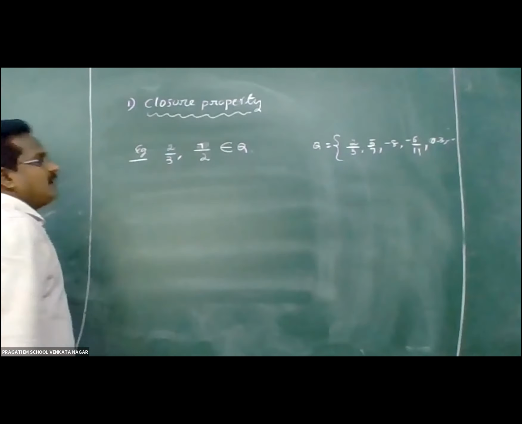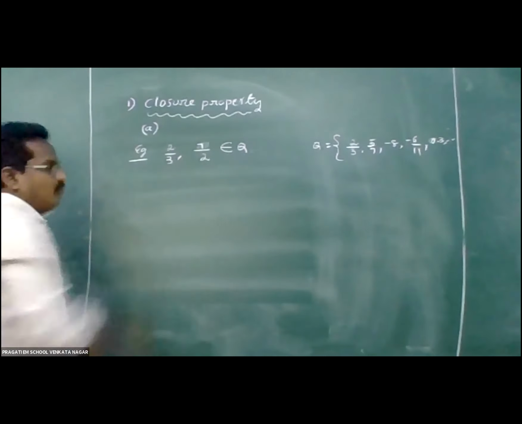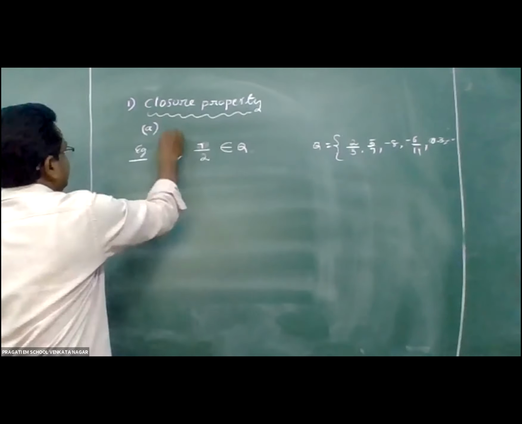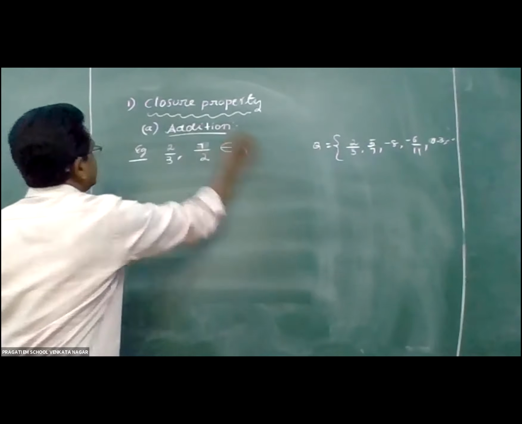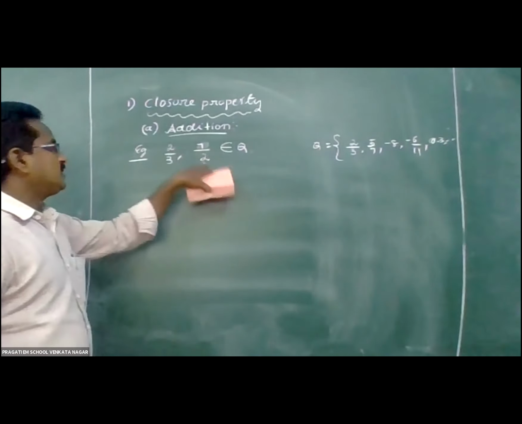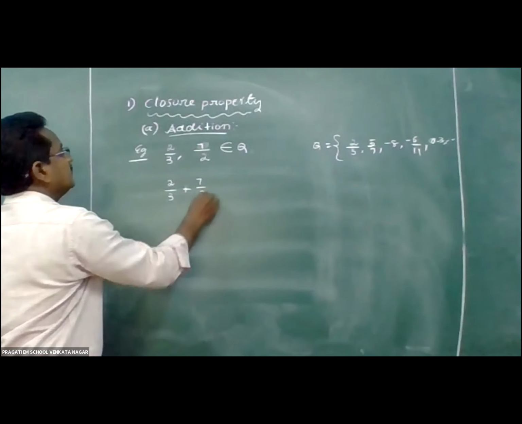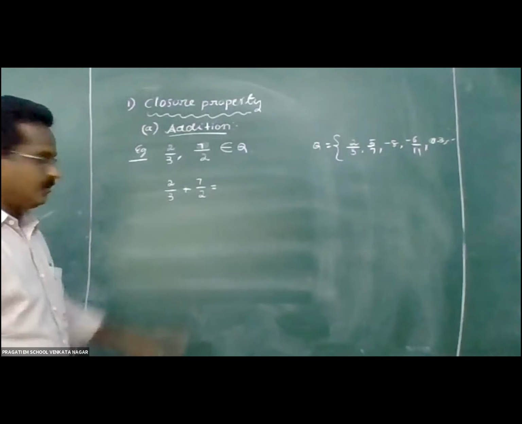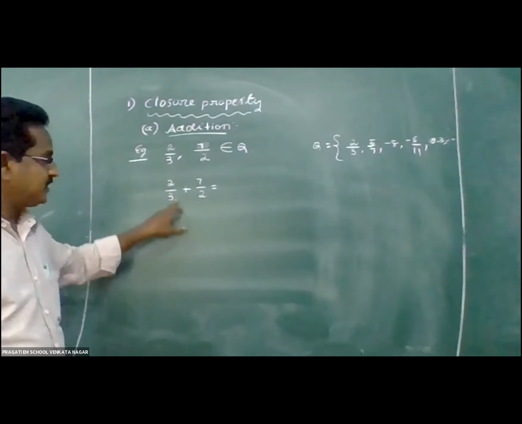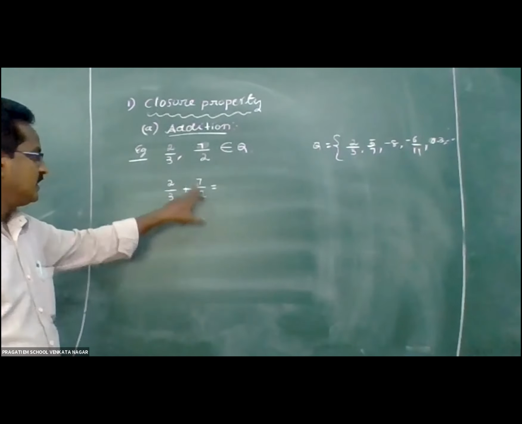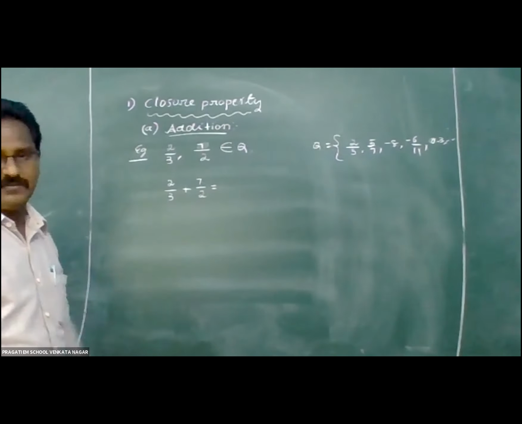We have four fundamental operations. The first one is addition. Take these two rational numbers and add them: 2 by 3 plus 7 by 2. We learned about fractions in lower classes. Unlike fractions means different denominators. Here the denominator is 3 and here the denominator is 2, so these two are unlike fractions.